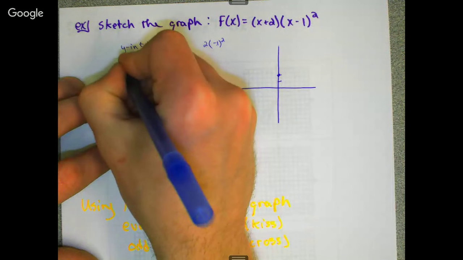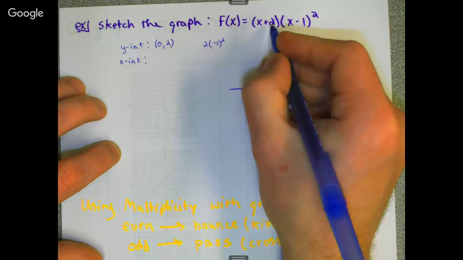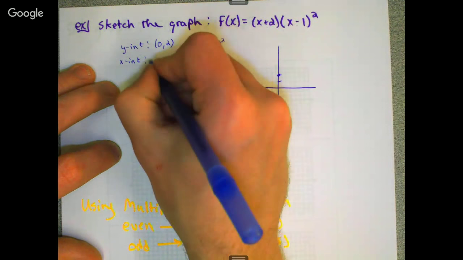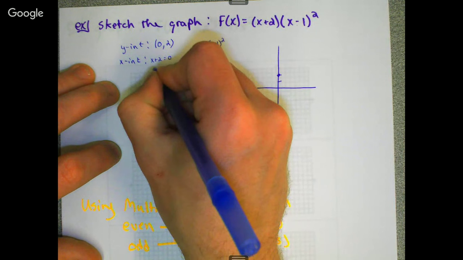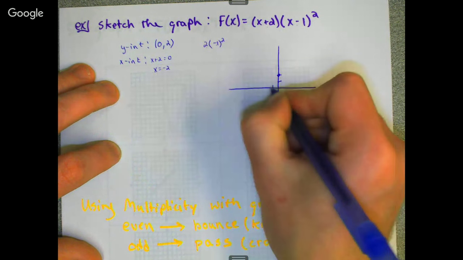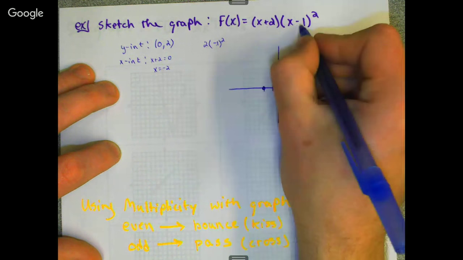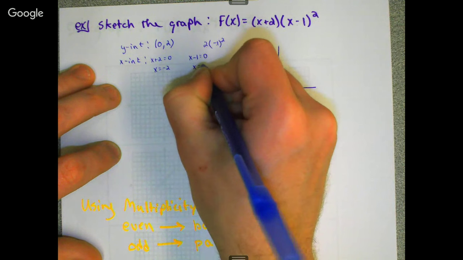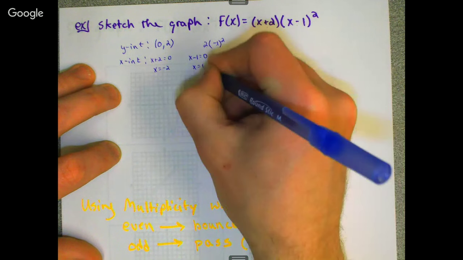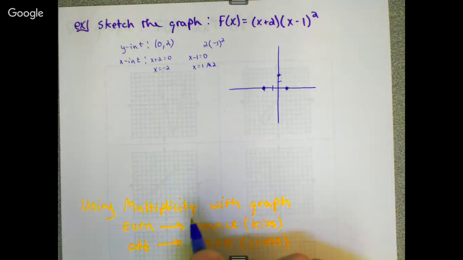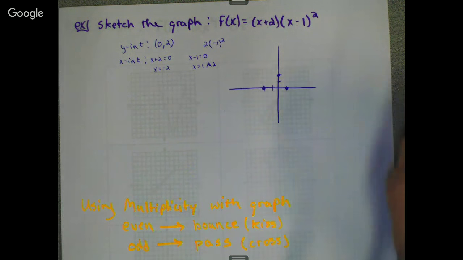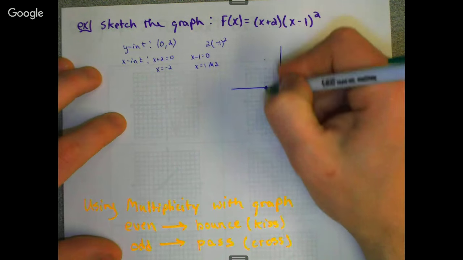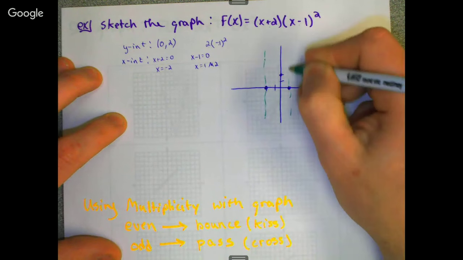If we want to find the x-intercepts, I set this equal to 0. So I can set each factor equal to 0. So x plus 2 equals 0, so x is minus 2. Here's my minus 2. And I have x minus 1 equals 0, so x is 1. But that one has a multiplicity of 2, but I can't graph it twice. So now I have 3 intervals here. We're going to ignore that y-intercept. I've got 3 intervals.